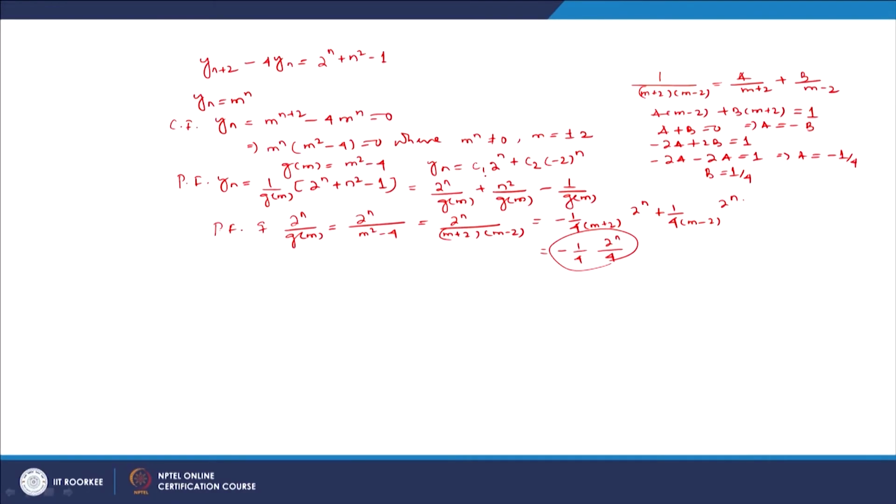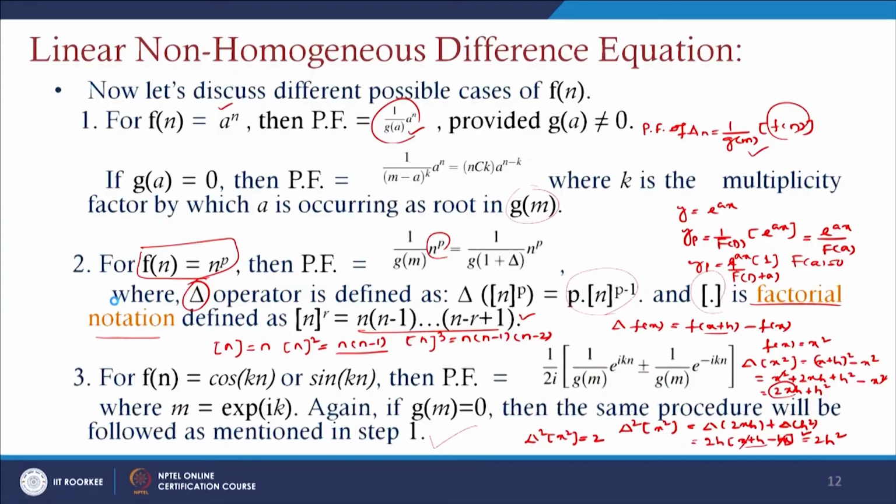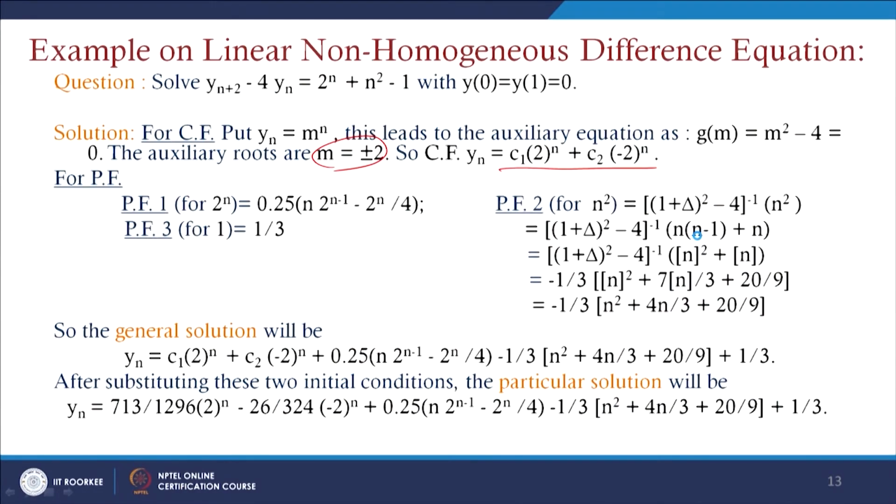So, that is why we can just write this one as plus we will have n c 1 and then second is a 2 to the power n minus 1 into 1 by 4, whatever is just present there. So, finally, if you will just see this particular function for 2 to the power n by g of m, that can be written here as 0.25 into n 2 to the power n minus 1 minus 2 to the power n by 4 here. So, that we have just derived there.